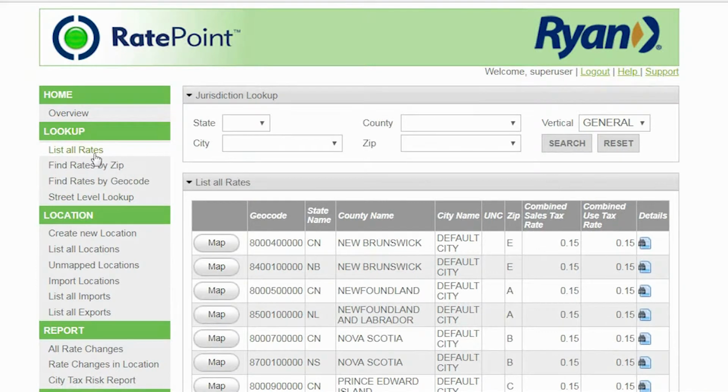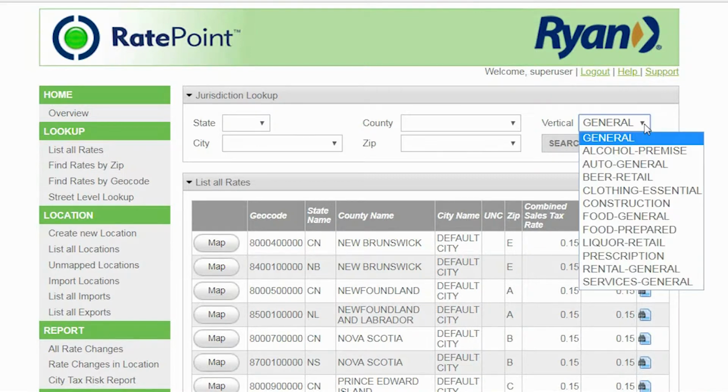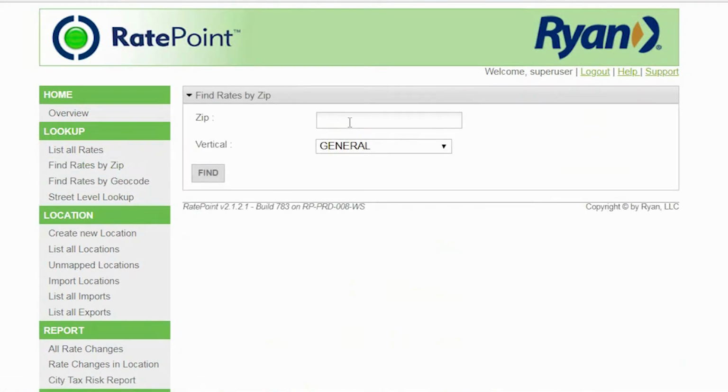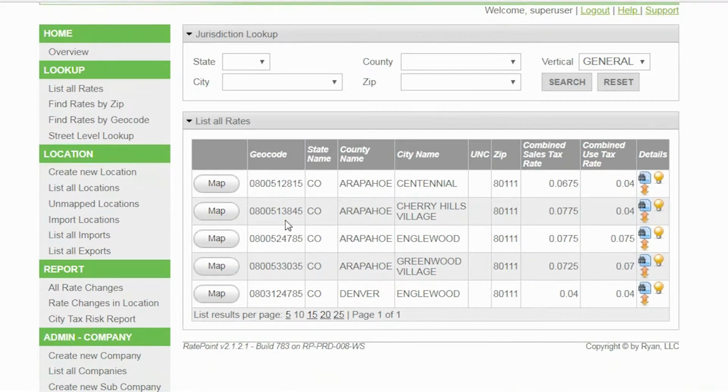Rates can be looked up using the standard filters for state, county, city, and zip. In addition, rates can be differentiated by vertical. RatePoint has standard content libraries supporting different types of rates for the food and beverage industry, construction, and automotive, among others. Rates can also be accessed using a zip code lookup. Simply enter a zip code and find matching rates.